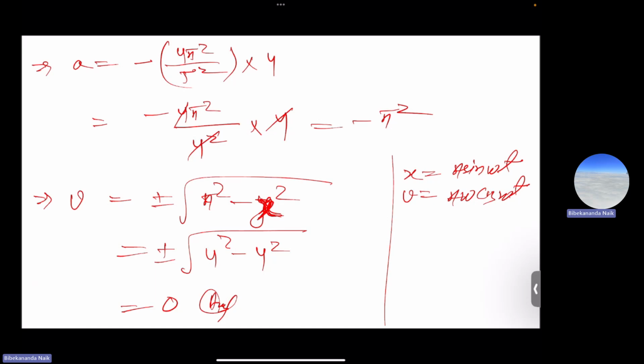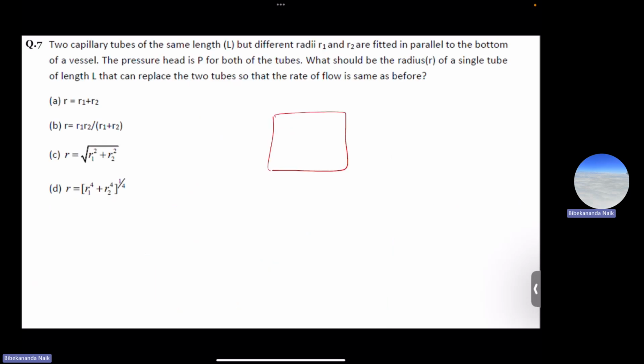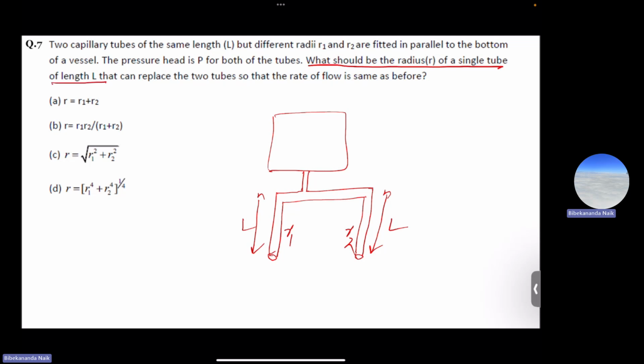So two capillary tubes of same length L but different radius are fitted parallel to the bottom of a vessel. Suppose this is a vessel, and this is of radius R1, this is of radius R2. So the length for both is same. This is L, this is L. What should be the radius of a single tube of length L that can replace the two tubes so that the flow rate is same as before?